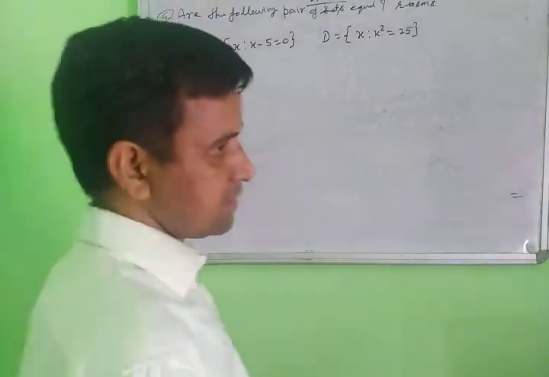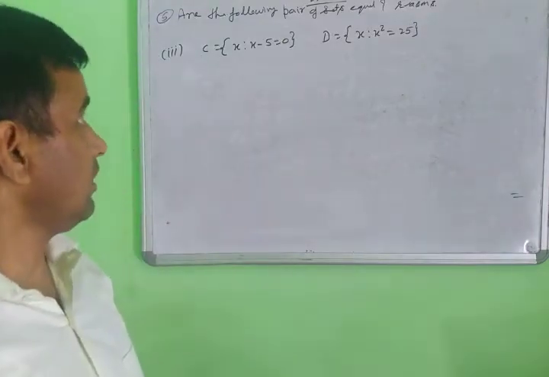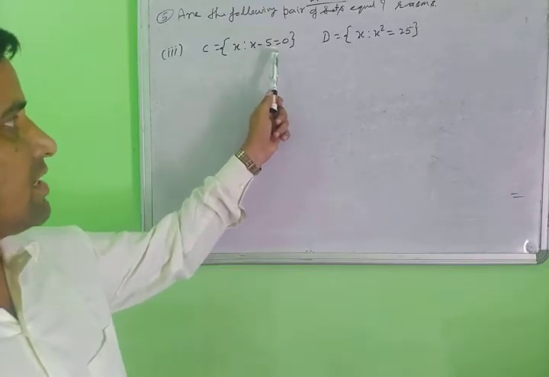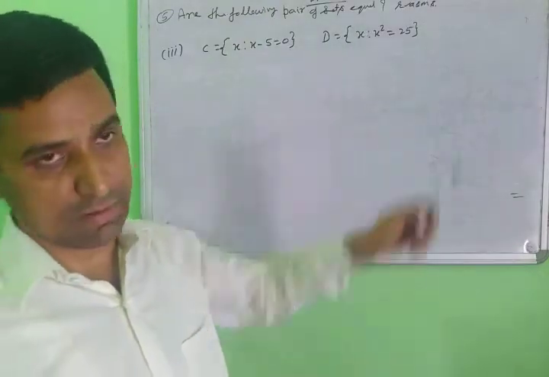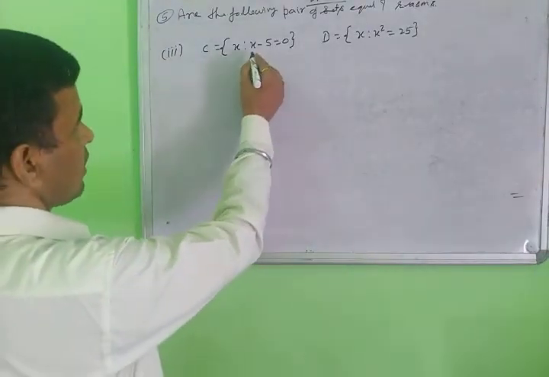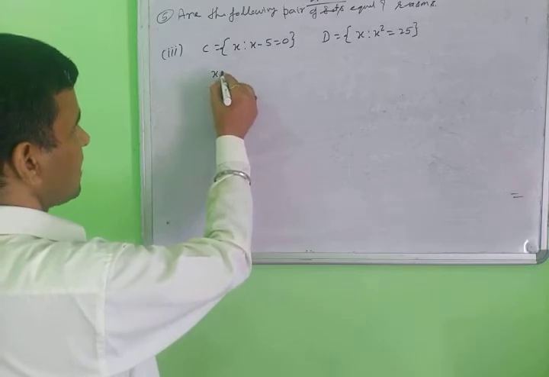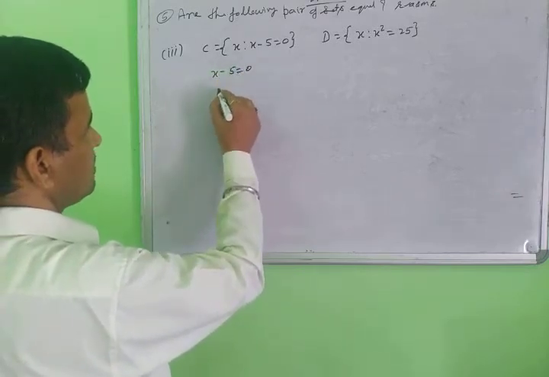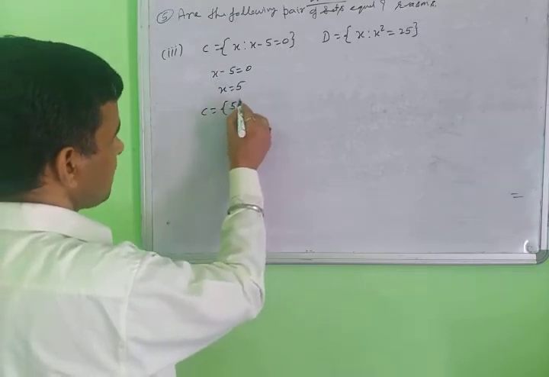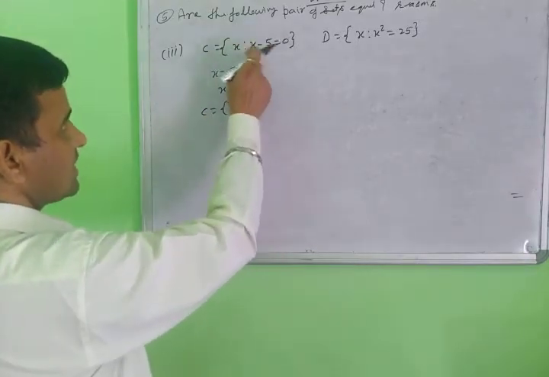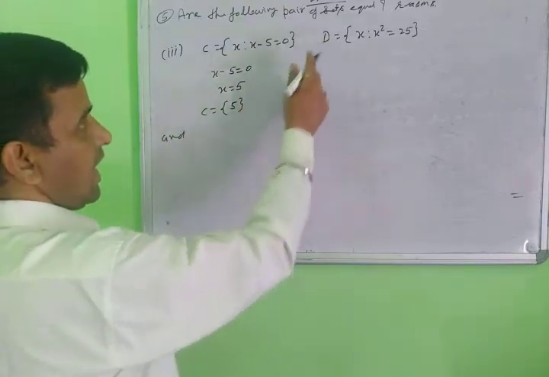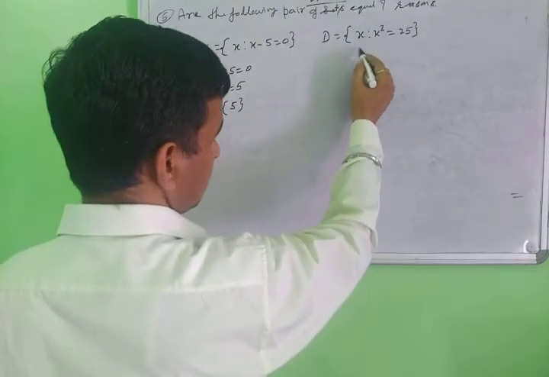Now the third part of question number 5. Set C is given as x such that x minus 5 equals 0, and set D is also given. Are they equal or not? Now check this. I am taking x from set C. The x minus 5 equals 0 means x equals 5. So from set C we get the element 5, and now the elements from set D.